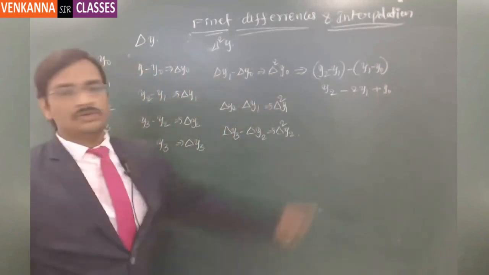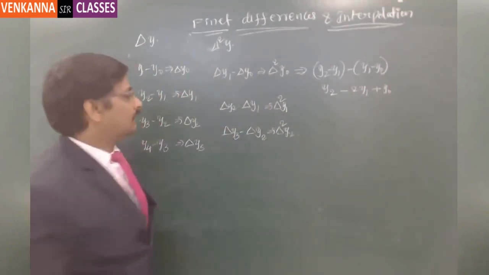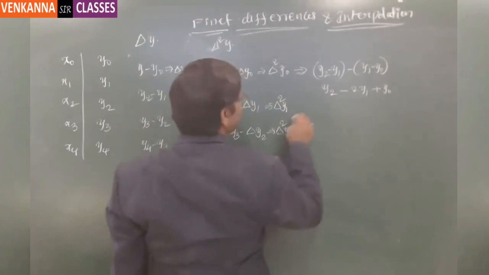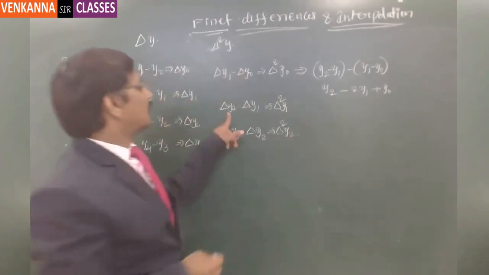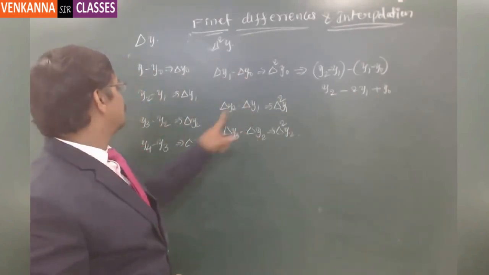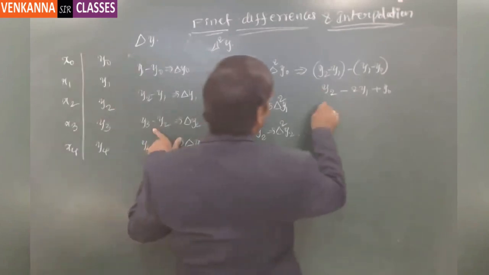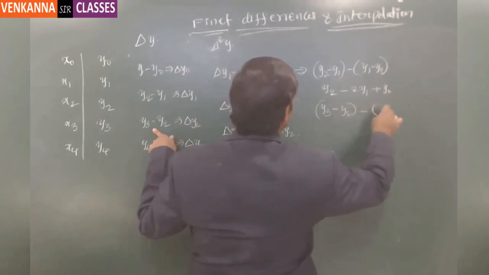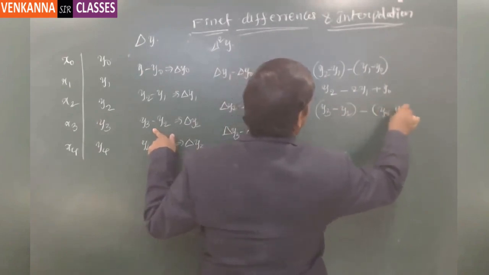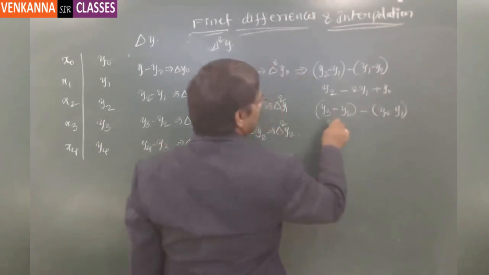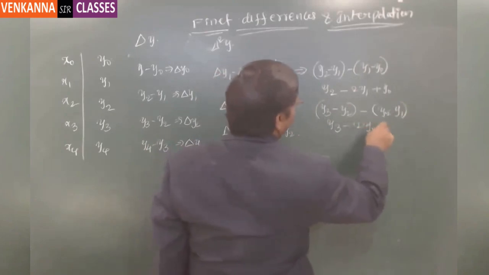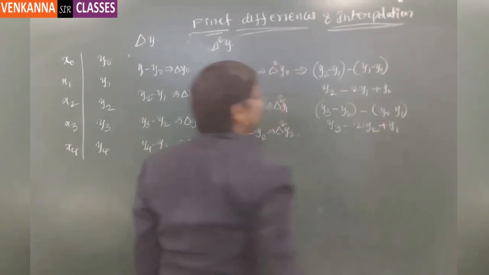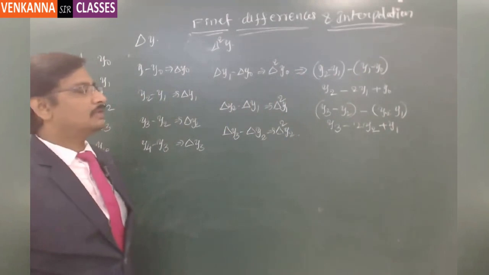So this is how we get it. And then delta square y1 is delta y2 minus delta y1. So delta y2 is y3 minus y2, minus y2 minus y1. So this is y3 minus 2 times y2 plus y1. Like this you can get the values here.